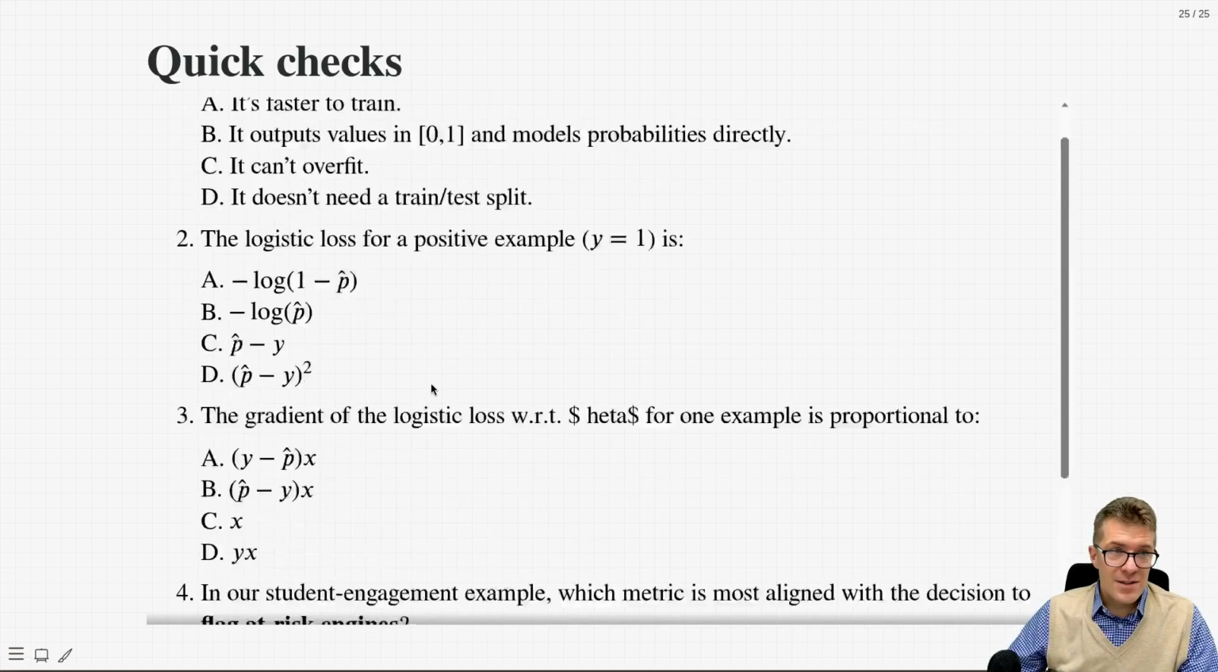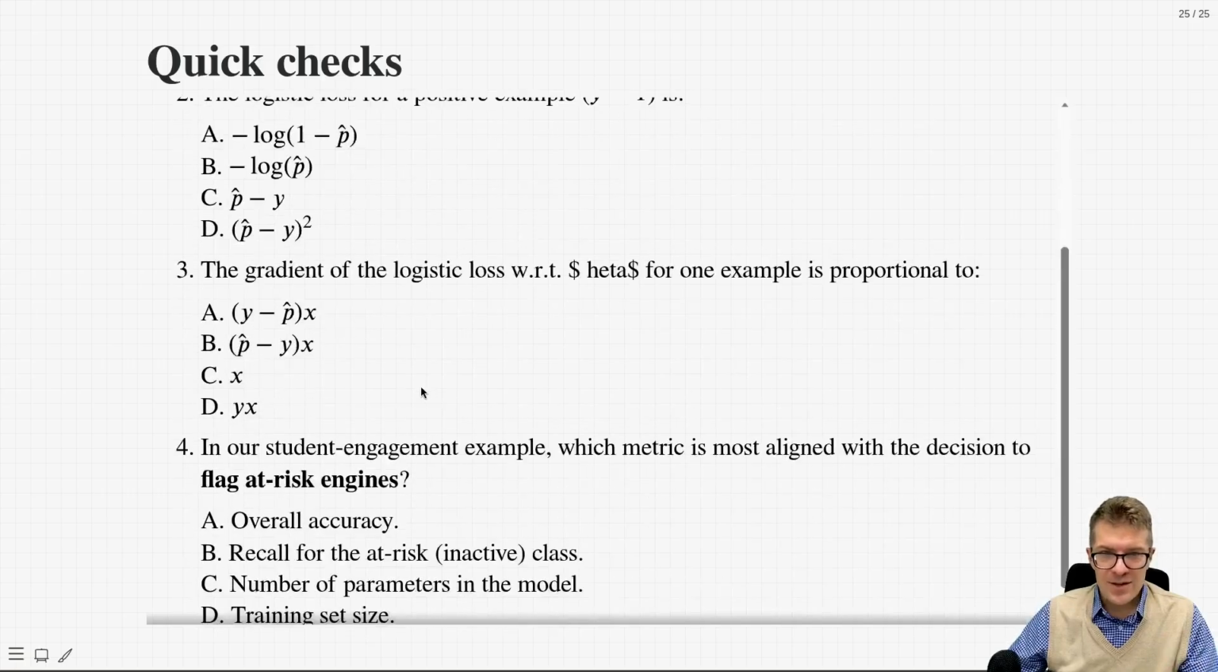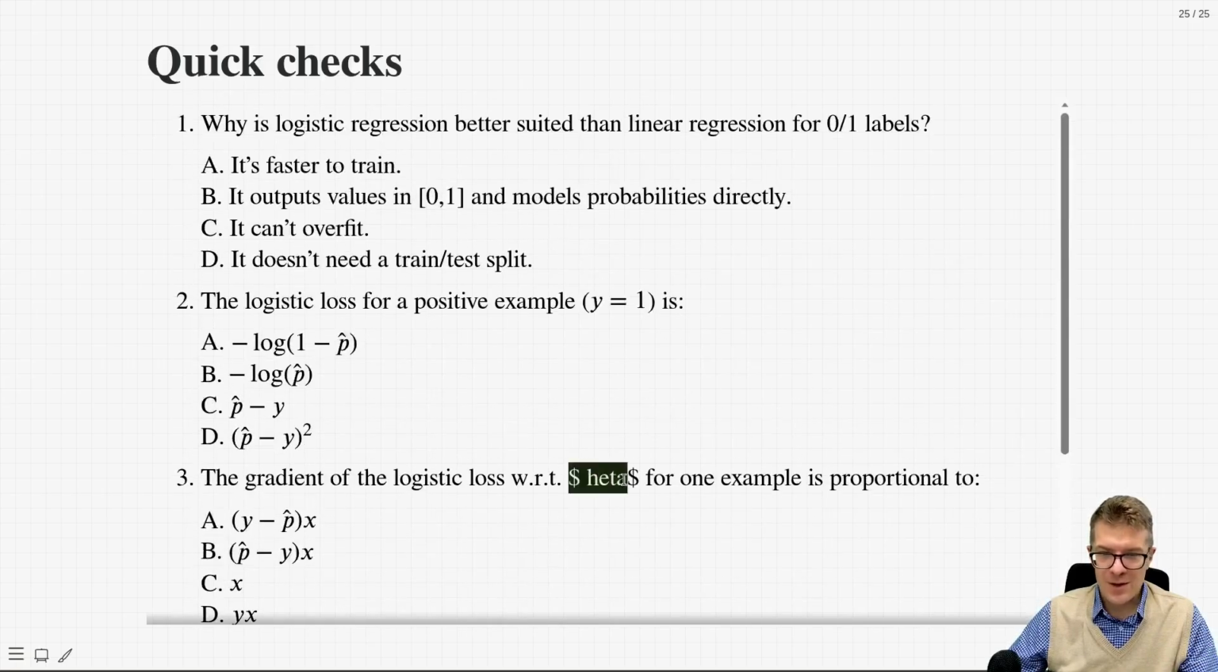Here are your quick checks. So again, this is all on the website. There's a bit of an error here. I'm going to correct that mathematically.